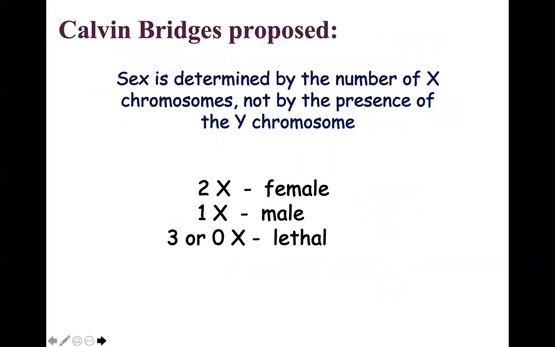And so again, in flies, sex is determined by the number of X chromosomes, not by the Y. So in females, you're going to have 2 X's, and in males, you're going to have 1 X. If you have 3 or 0 X's, it turns out to be lethal.